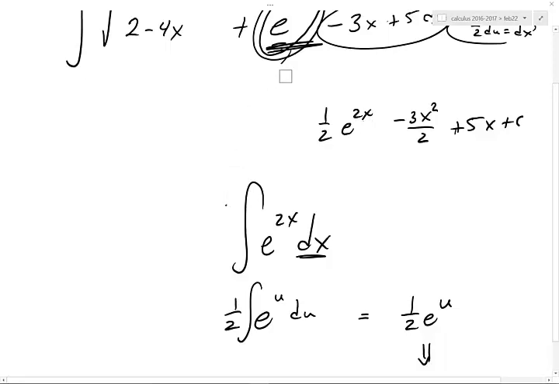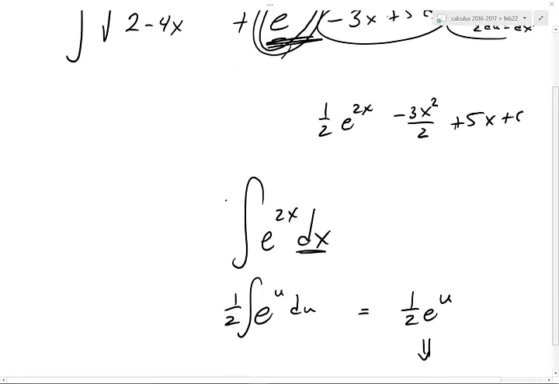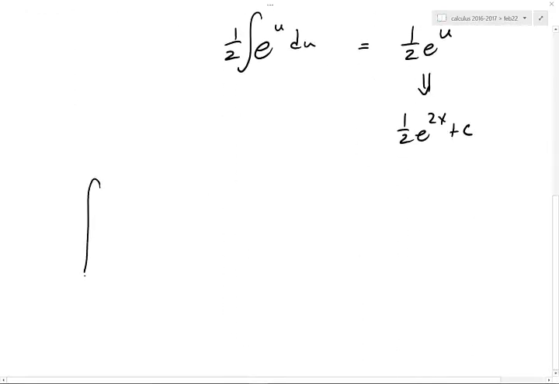Well, Mr. Grimm, you forgot the square root. I have not forgotten it. I still have to do that piece too, don't I? Yeah. One thing at a time. One thing at a time.